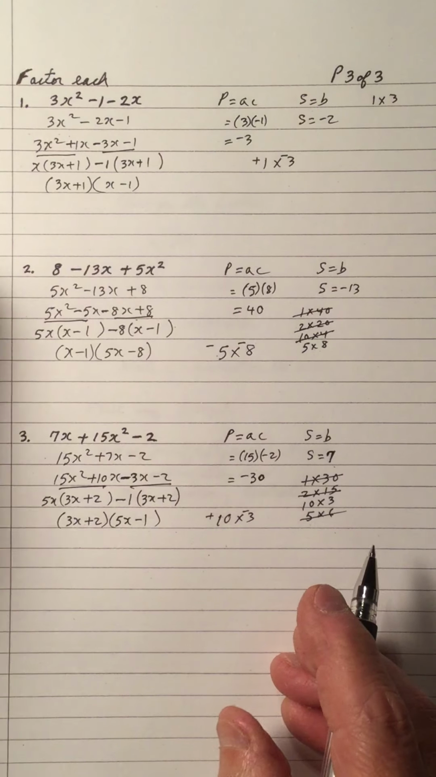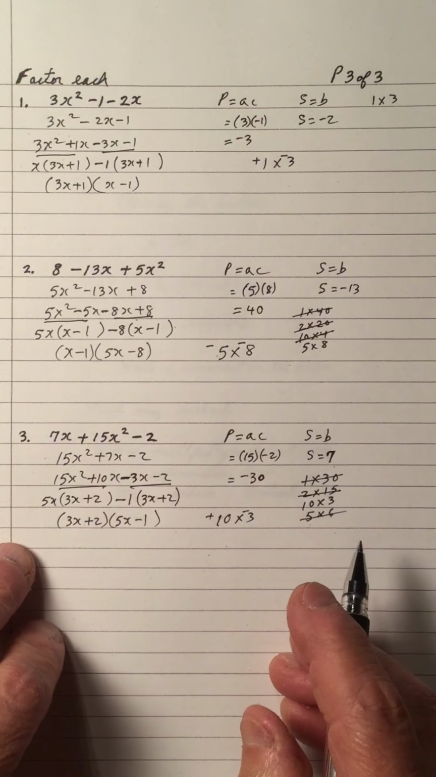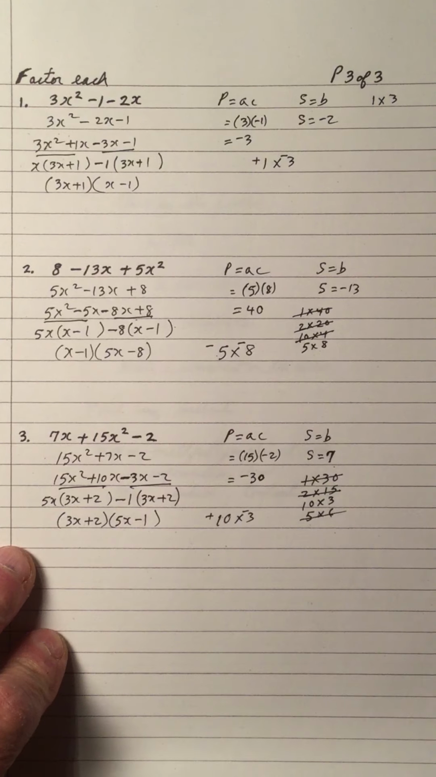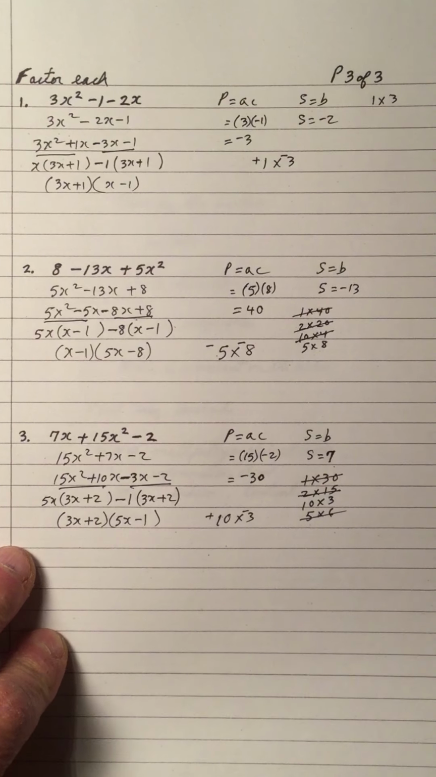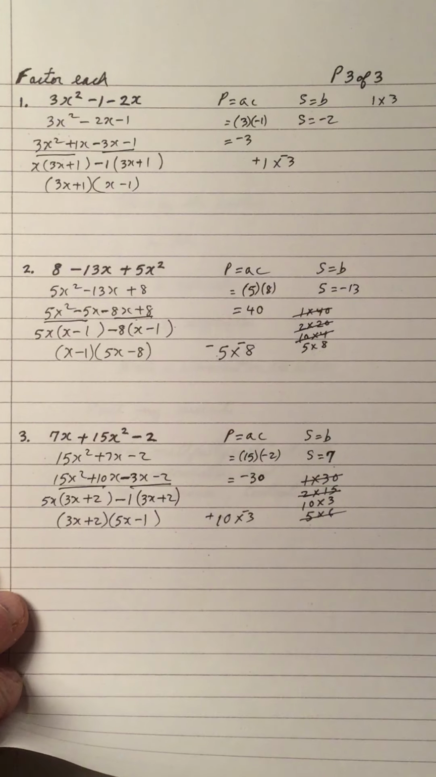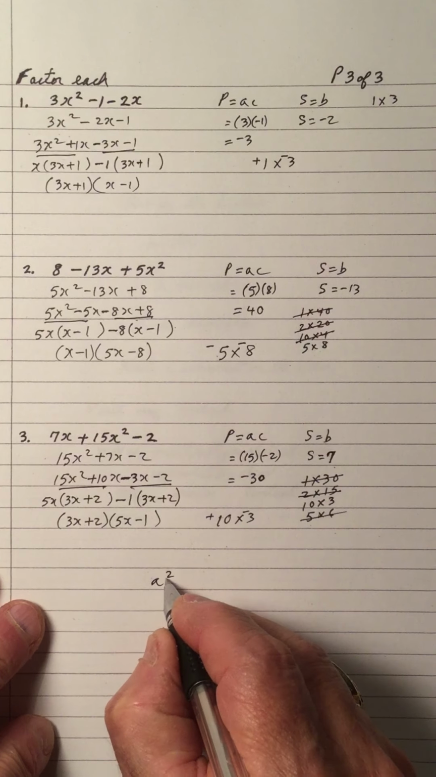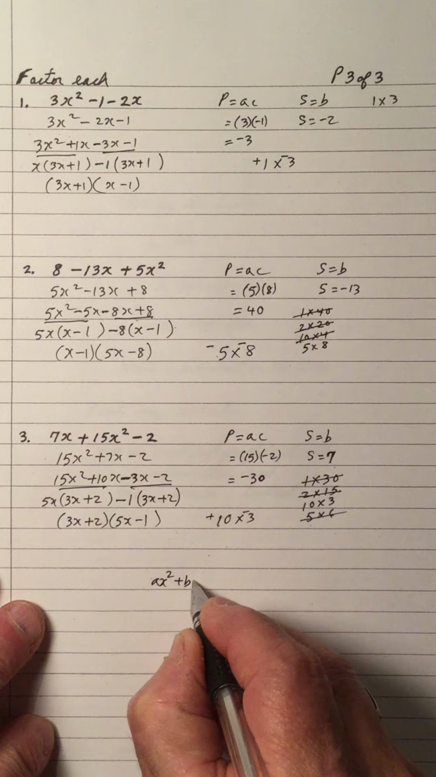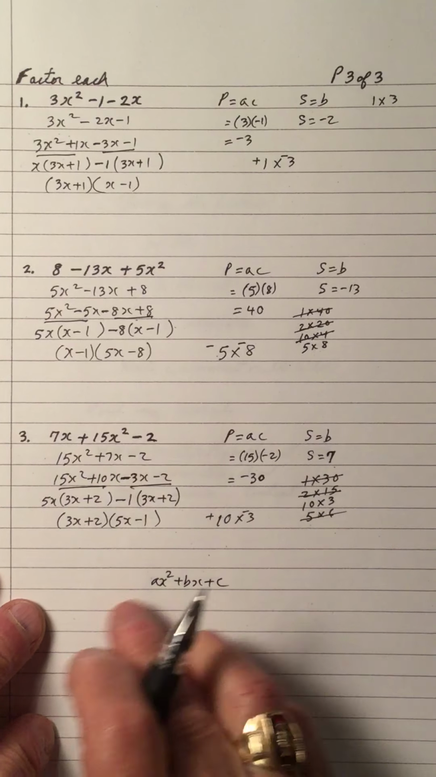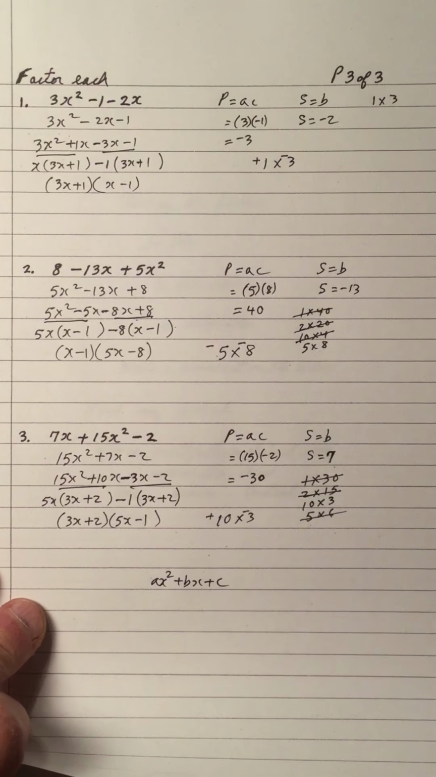Again, more factoring. The more you do, the better. But don't forget descending order. If it's not in descending order, you're going to have trouble factoring. So always write it in descending order. What order? The order is ax squared plus bx plus c. That's the descending order.